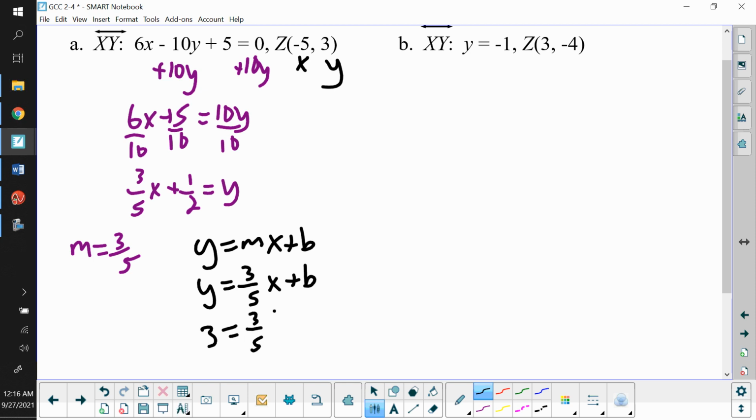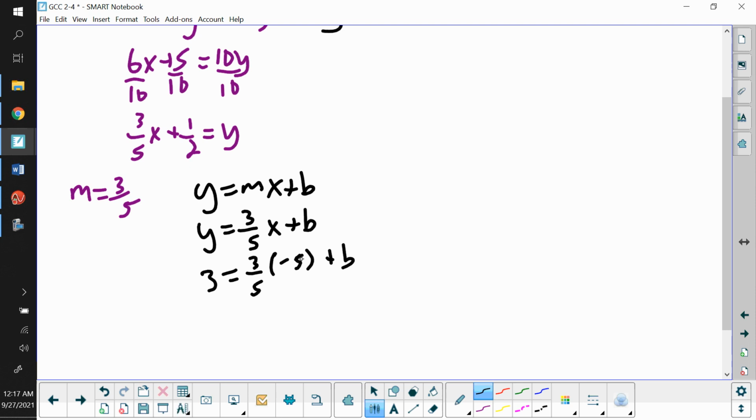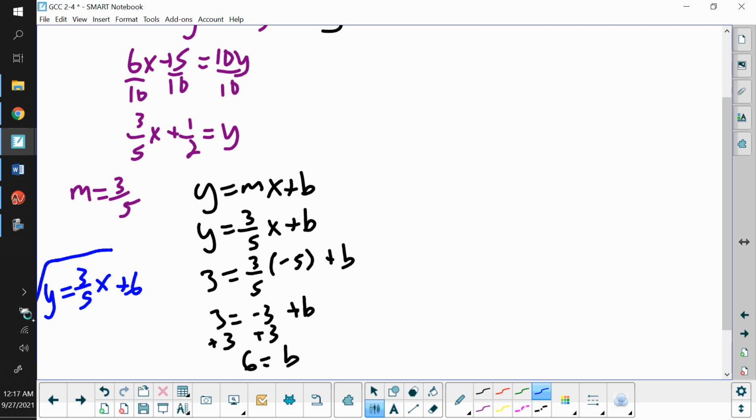We'll have 3/5 times the x of -5, and then plus b. -5 divided by 5 is -1, times the 3 in the numerator will give us -3. If you're not comfortable with that, you can just punch it in the calculator. We'll add the 3 over to get 6 for b. And now for our final answer, we'll have y equals, our slope was 3/5, then x, and we have plus 6 for b.